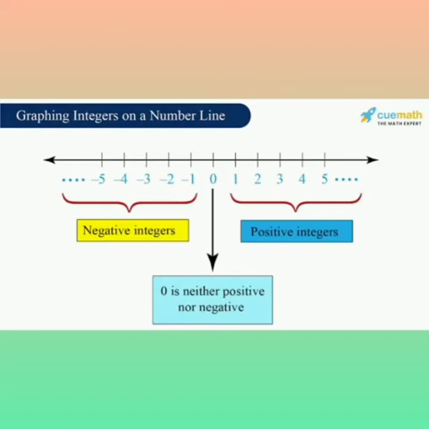Let us learn how to represent integers on a number line. We observe that all the numbers on a number line are marked at equal distance. 0 is marked at the center. All the positive integers lie on the right side of 0. All the negative integers lie on the left side of 0.